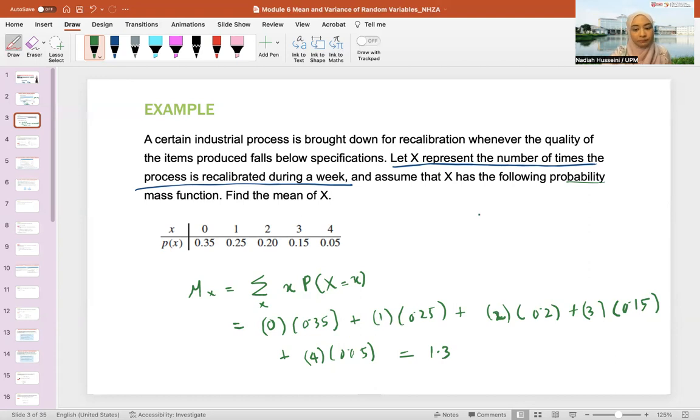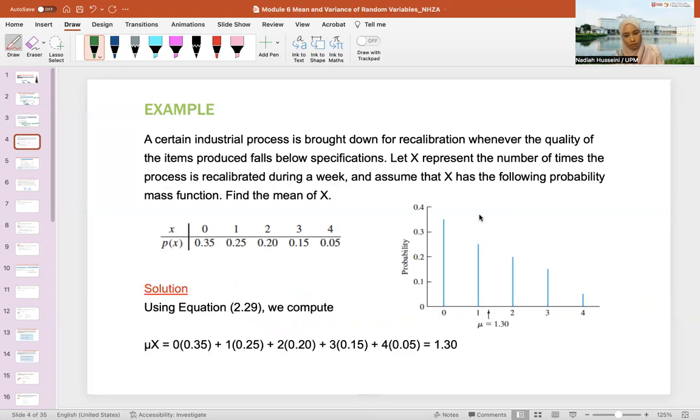So what does that mean? Let's see. This is the solution. This is our graph for the probability mass function. And again, this is where our mean is. And there's a balance. It is the point where the probability is at balance. So let's take that definition and bear with me as I continue to explain about this.